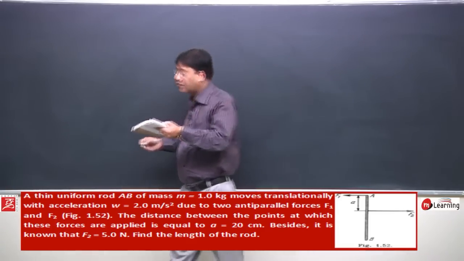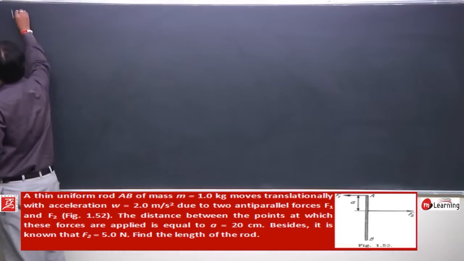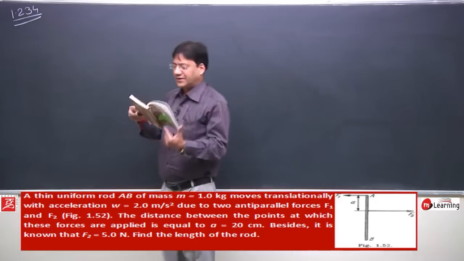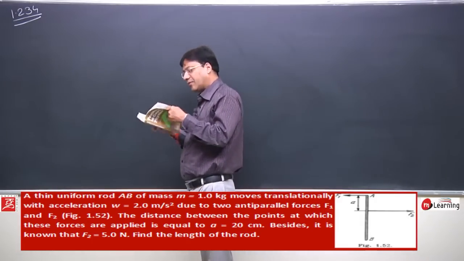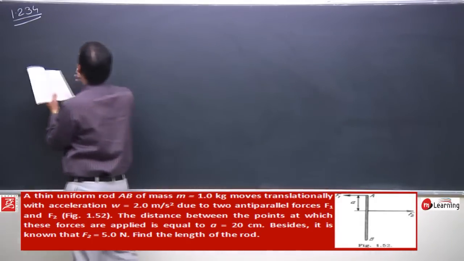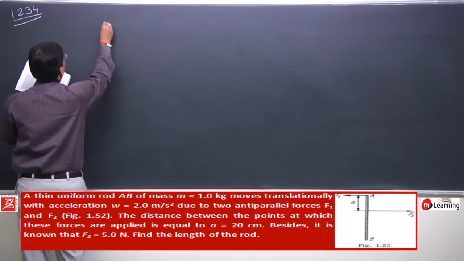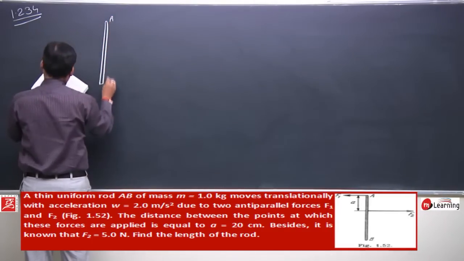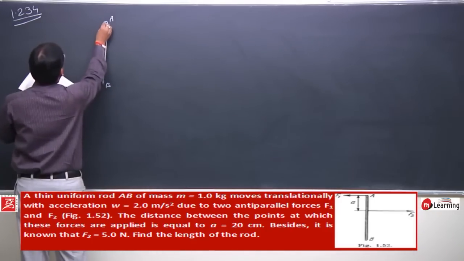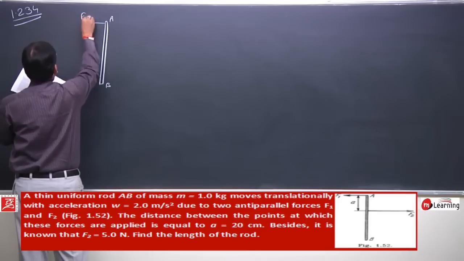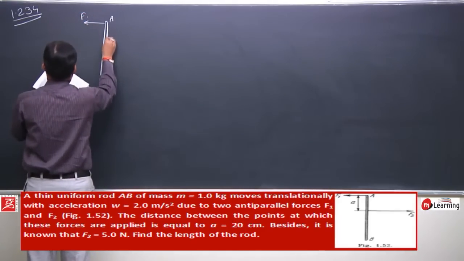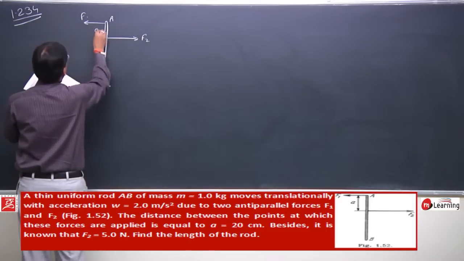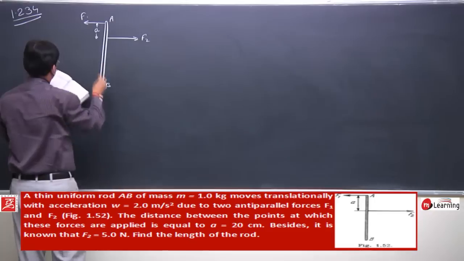Now, let me solve problem number 1.234 for you. There is a figure associated with the problem. Let me draw the figure first. A rod AB, force F1 indicated like this, and force F2 indicated like this, and there is separation between the two forces, that is A.